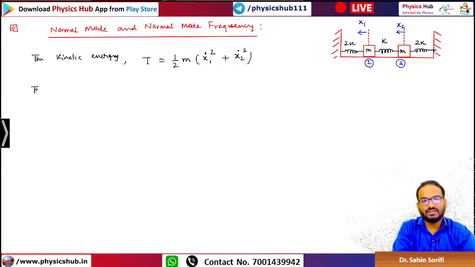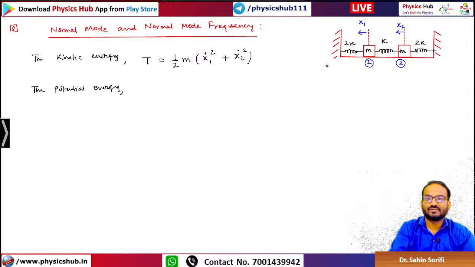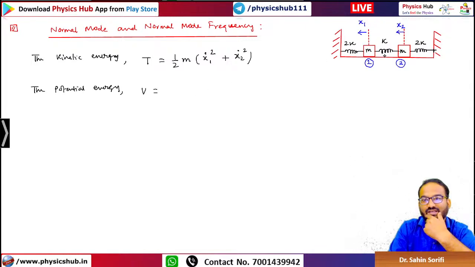Now what about the potential energy? Look, kinetic energy does not depend upon the length of the spring. It only depends upon the velocity, the displacement rate. So what is the potential energy? V is equal to, you see, there are three springs whose lengths change, so you will have three terms.